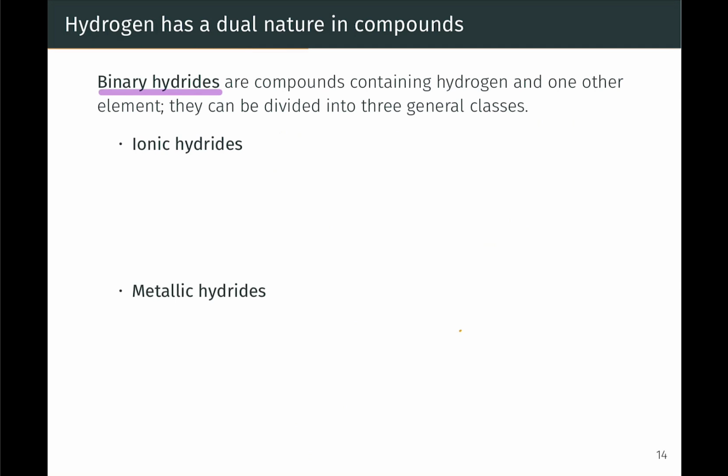The three categories are ionic, metallic, and covalent hydrides, and I wanted to start with the ionic and metallic hydrides because covalent hydrides we've already seen and worked with extensively, as you'll see on the next slide. The ionic hydrides contain hydrogen together with a main group metal M. This is typically a metal in group 1 or 2, an alkali metal or alkaline earth metal. And the situation here is that H is much more electronegative than the element M.